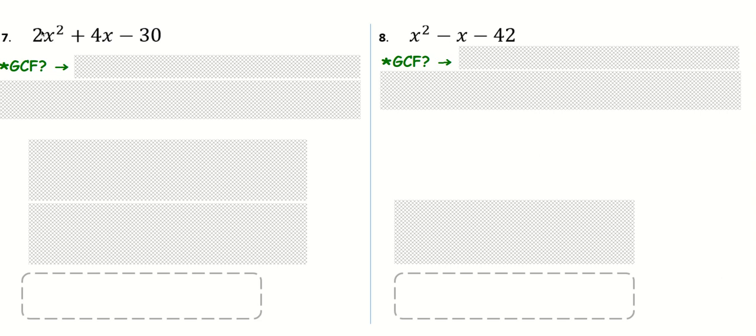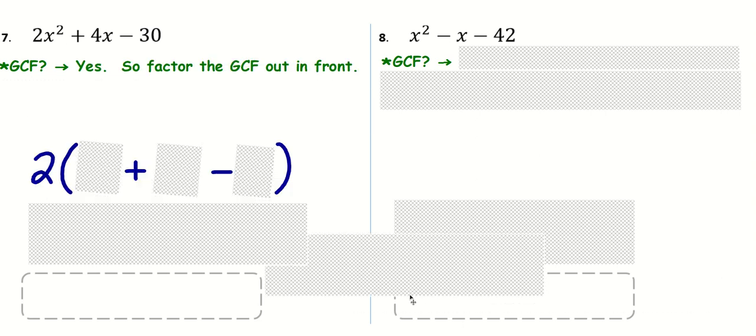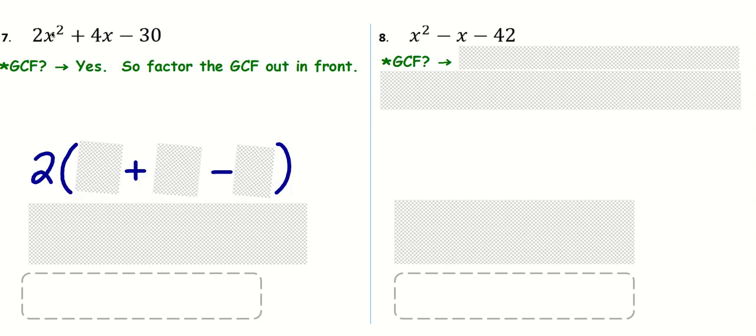Number 7, is there a greatest common factor? Because you always check for that first. Always. You do not automatically start the Phoenix method if there's a GCF. So is there a GCF? Yes. So we factor it out in front. GCF turns out to be 2. You can divide a 2 away from all these three terms.